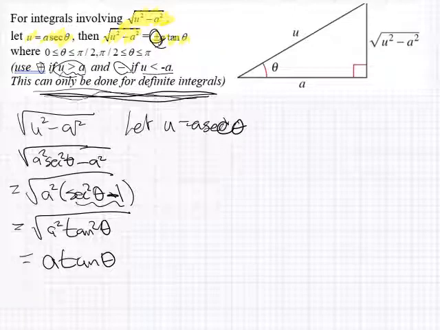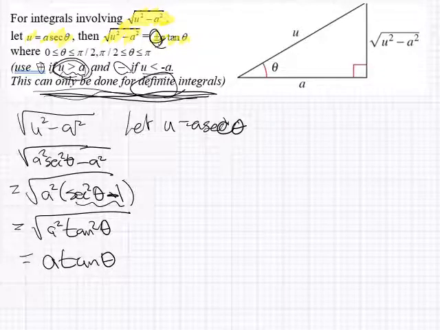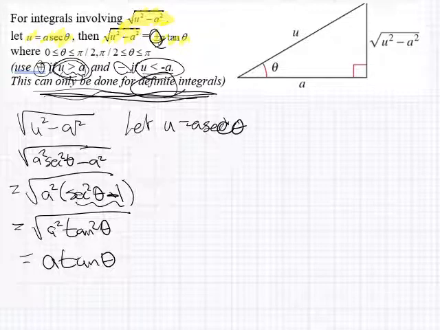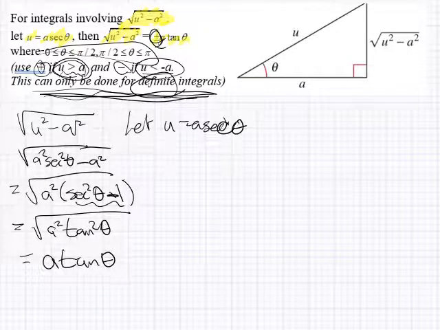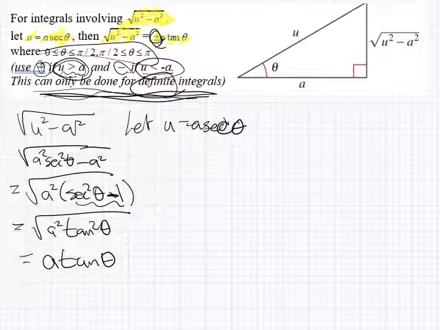If we have a definite integral, then we'll know whether or not u is greater than a or u is less than negative a, and whether or not to use the plus or minus. And the reason for the plus and minus has to do with some of the trigonometry in terms of the values of the tangent as they relate to the values of the secant for certain angles as you move around the unit circle.